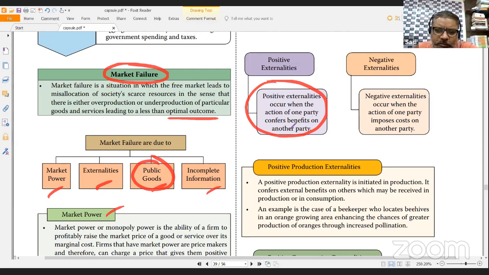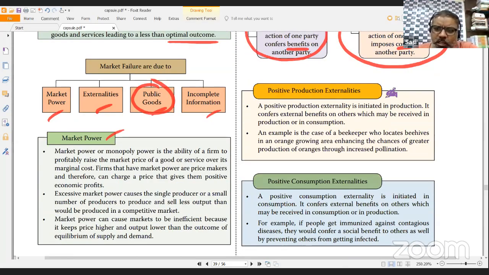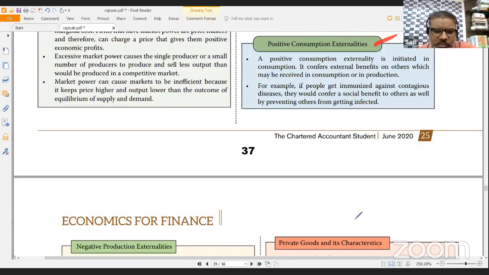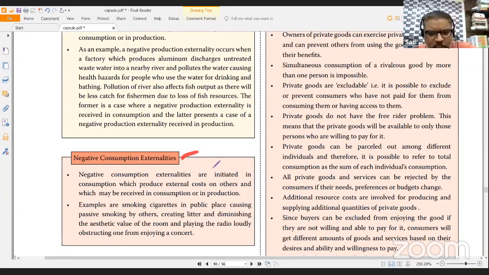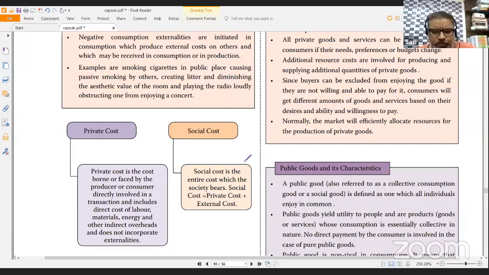Positive externalities confer benefits on the other party. Negative externality imposes costs on the other party, as the name itself indicates. And we discussed all this. What is a positive production externality? What is a positive consumption externality? What is a negative production externality? And negative consumption externality? Each of them can be asked as a question.